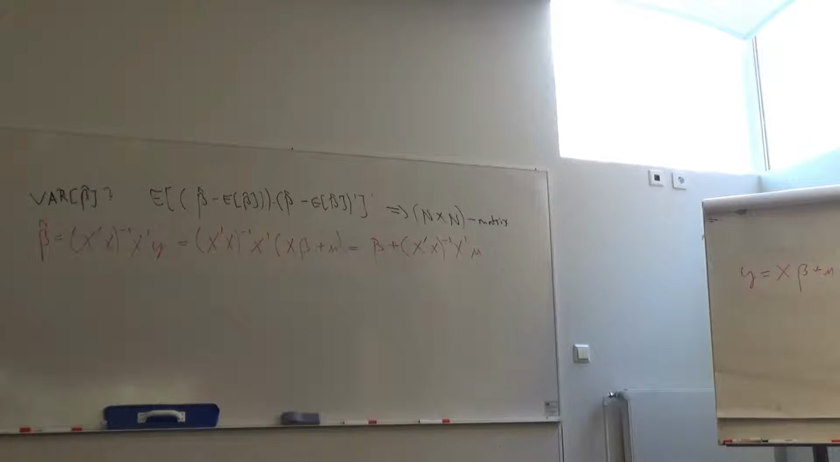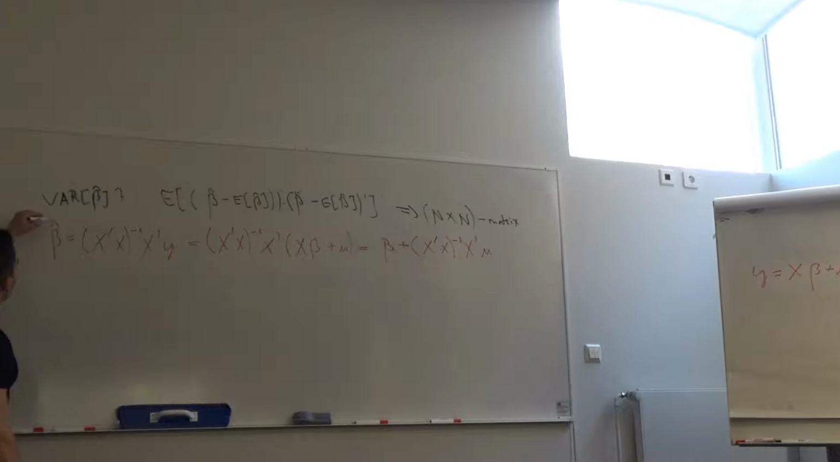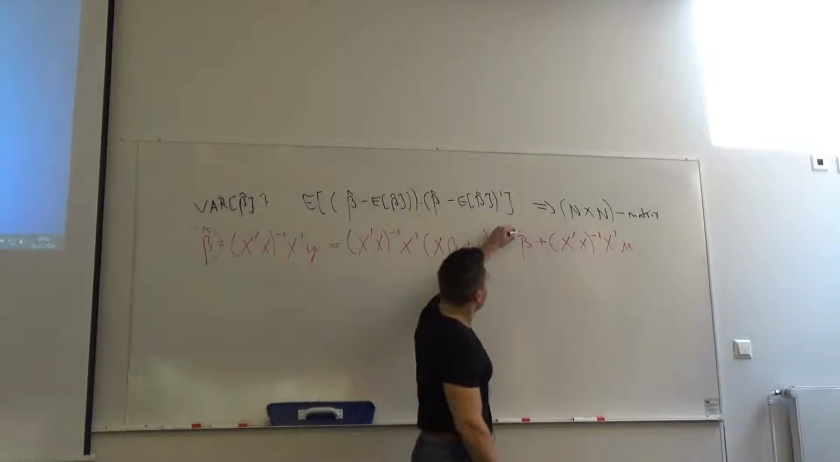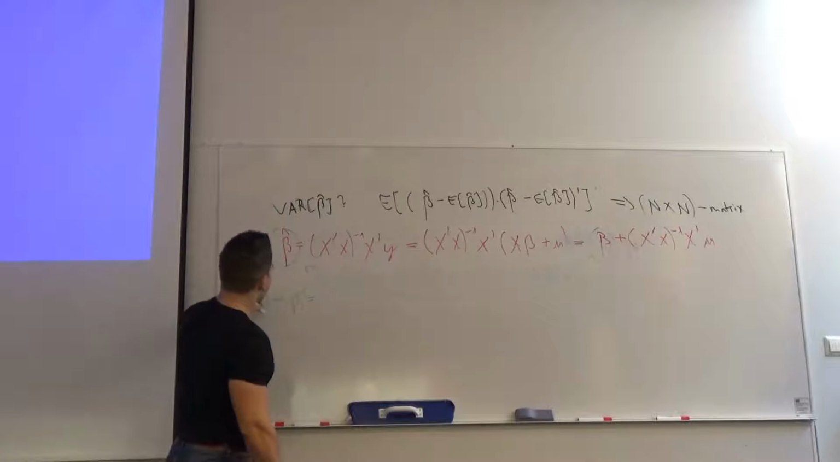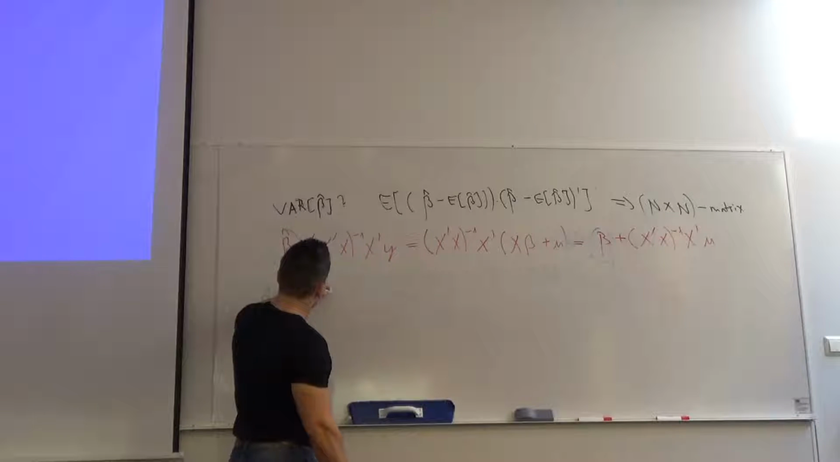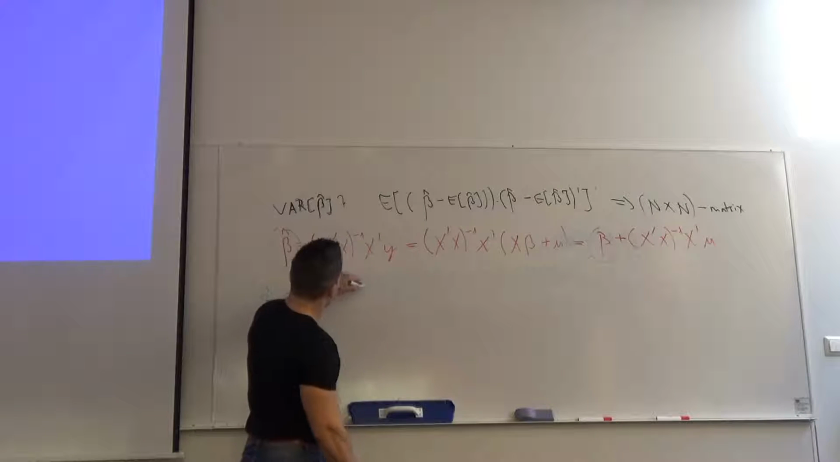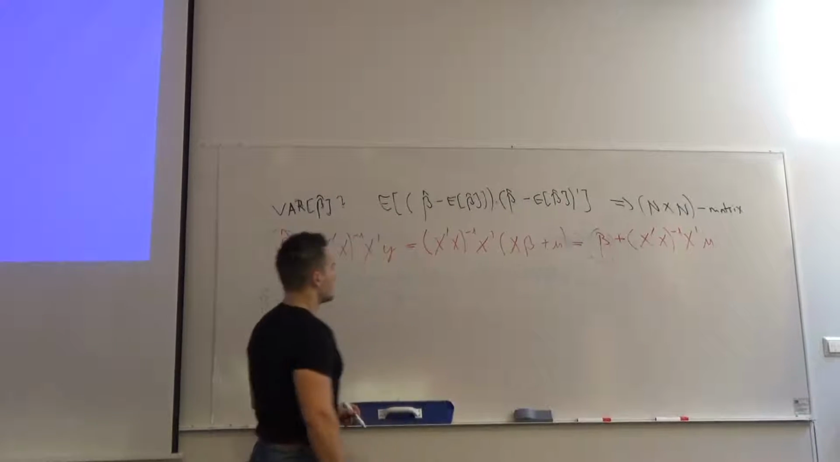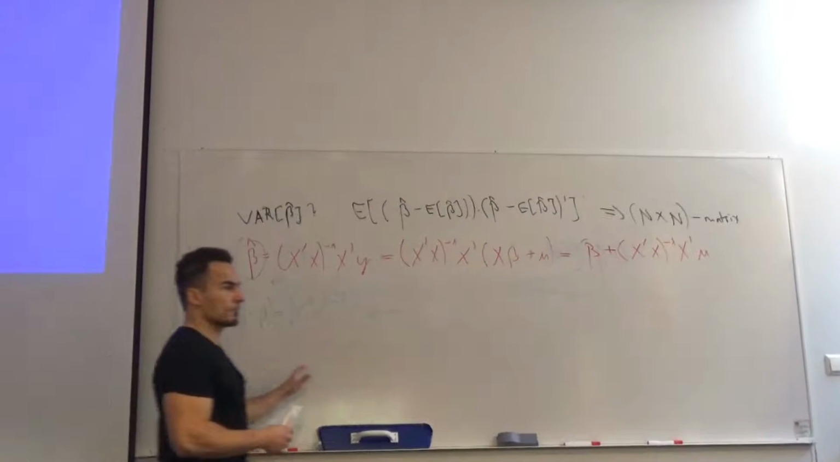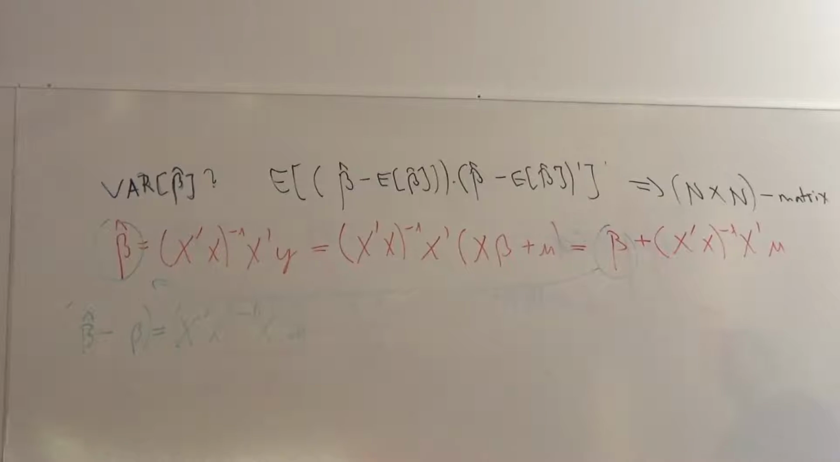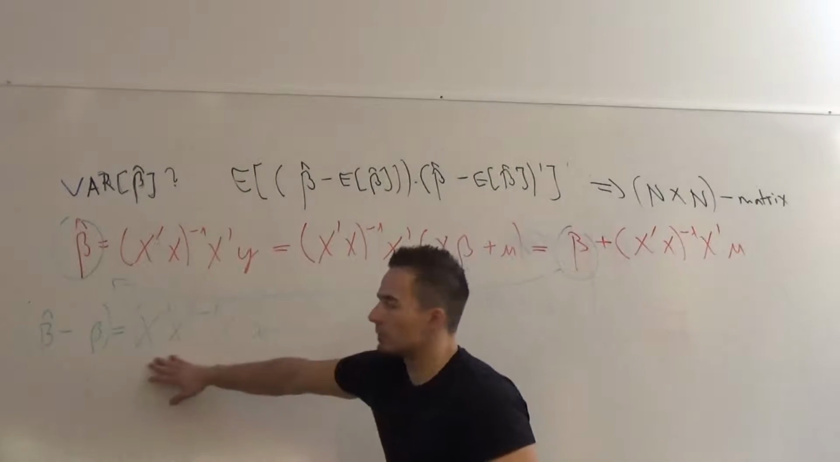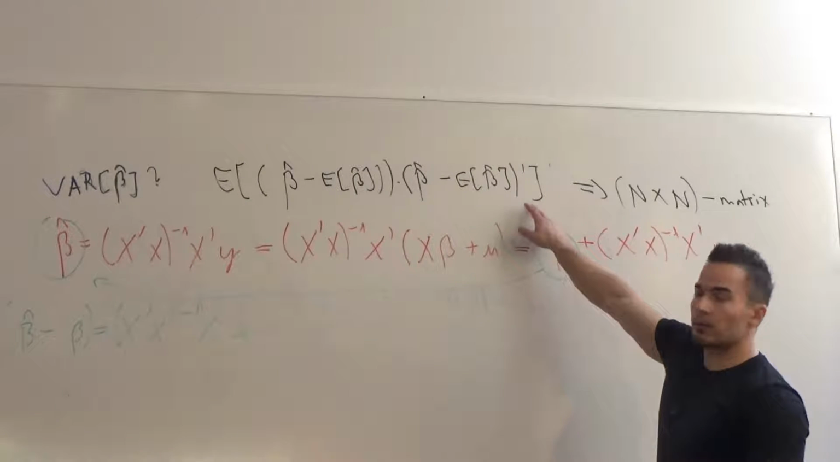So now we have our expression already, right? Here's our beta hat. Here's our beta. Now we bring this on the other side of the equation. So what we get is beta hat minus beta is obviously equal to x prime x inverted x prime u. It's obvious, right? So what we do now is we plug in this expression that we calculated into this equation here for our variance.